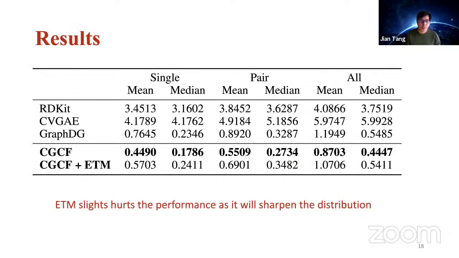So here are some results. You can see that our algorithm is able to outperform all the previous algorithms. And a little bit surprising thing here is once we add the energy-based model, actually the performance decreased. But this is actually not surprising because the energy-based model will sharpen the distribution, which is actually not ideal for measuring the distance between two distributions.